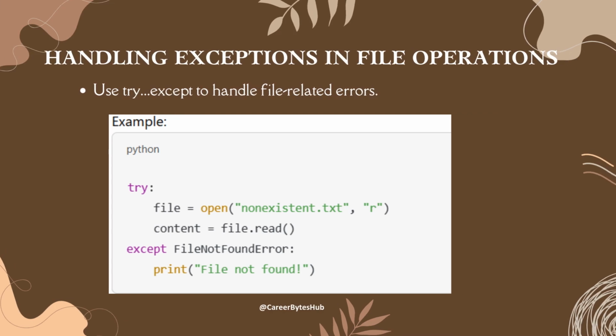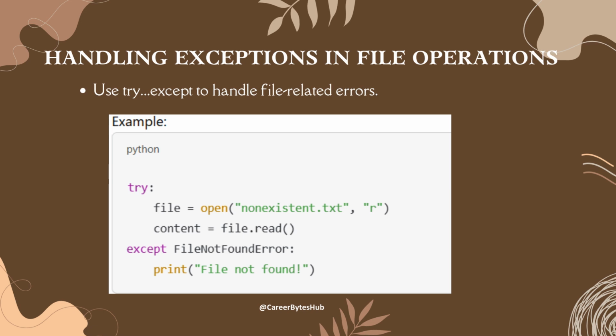When working with files, errors like missing files or incorrect permissions can occur. To handle these gracefully, use try, except blocks. For example, if you try to open a non-existent file, Python will raise a file not found error. You can catch this error and provide a meaningful message to the user, ensuring your program doesn't crash. Handling exceptions is an important part of writing robust file handling code.